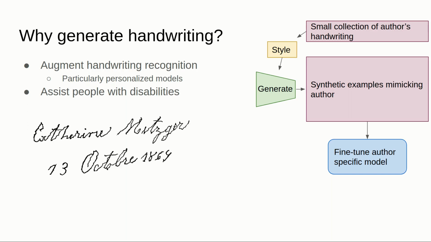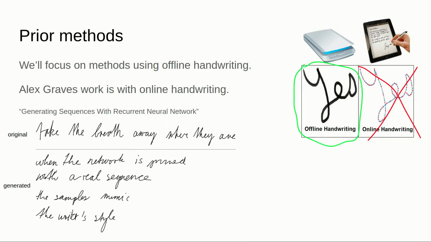Another reason to generate handwriting is to allow people to regain the handwriting they have lost due to neurodegenerative disorders or other disabilities. As our work is using offline handwriting, that is, images of handwriting, we will not review works using online handwriting, which includes stroke and timing information. This includes the well-known work on handwriting generation by Alex Graves.